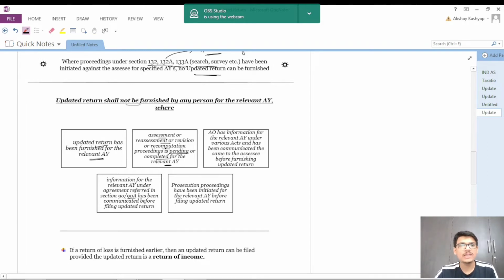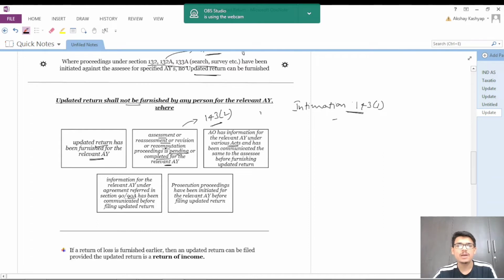So if there are any assessment or reassessment proceedings which are pending or have been completed, then an updated return cannot be furnished. If a notice has been issued under section 132, or under section 143 subsection 2, then you cannot file an updated return. But there's one question: what if an intimation has been issued under section 143(1)? Can an updated return be furnished? The answer is yes, because an intimation under section 143(1) is not an order. The Supreme Court has specified this, and accordingly assessment proceedings have not been initiated, and yes, you can file an updated return.